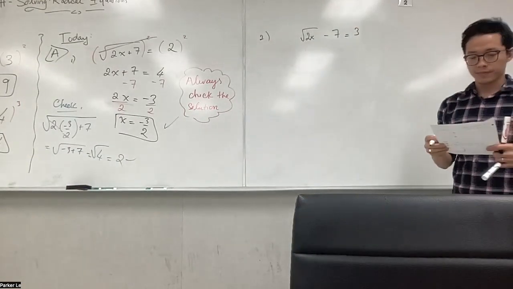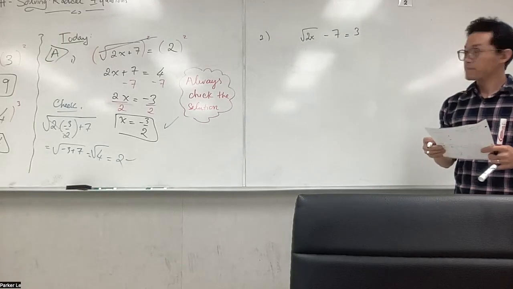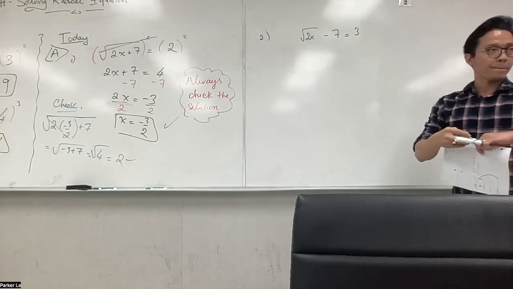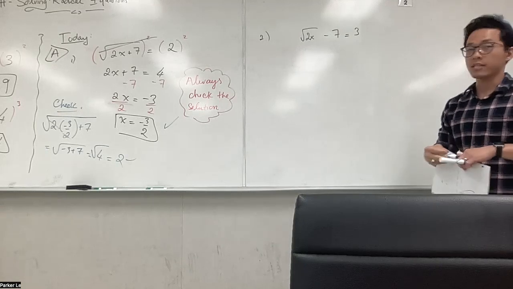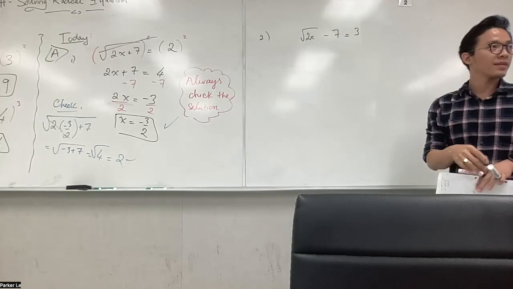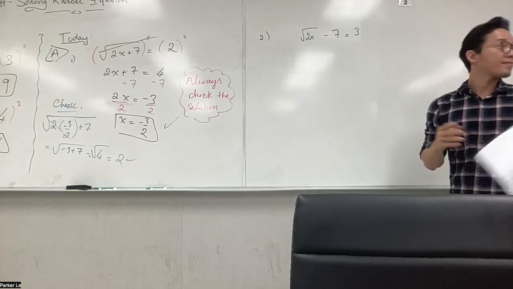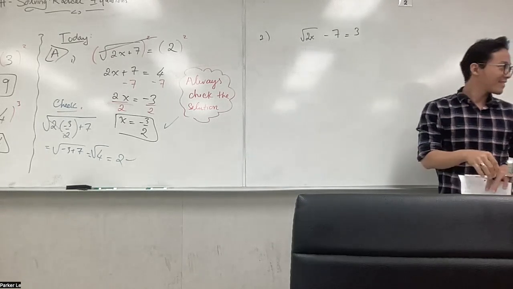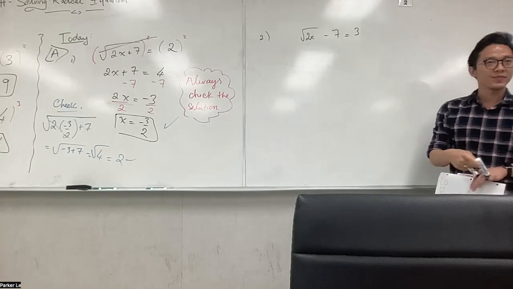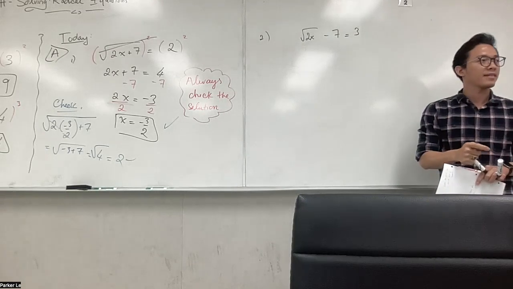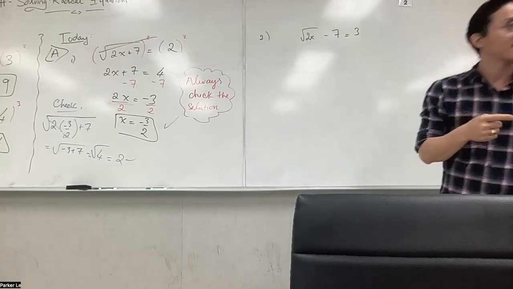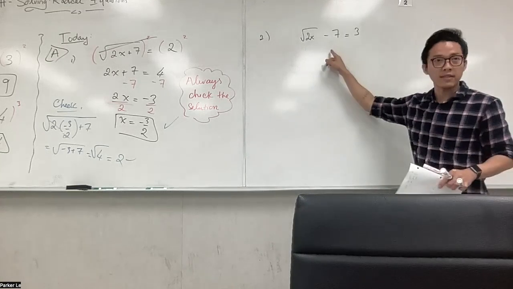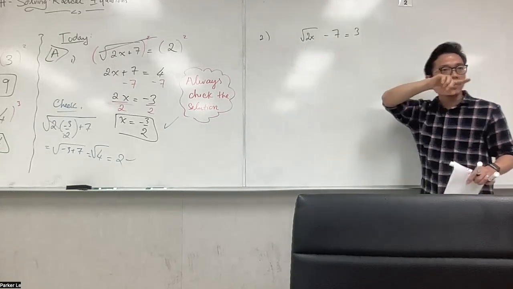Number 2. What should I do? Can I check this? Can I square it right now? No. Why? Because of the -7. Very good. So 1 for VNA, 1 for Sandy.